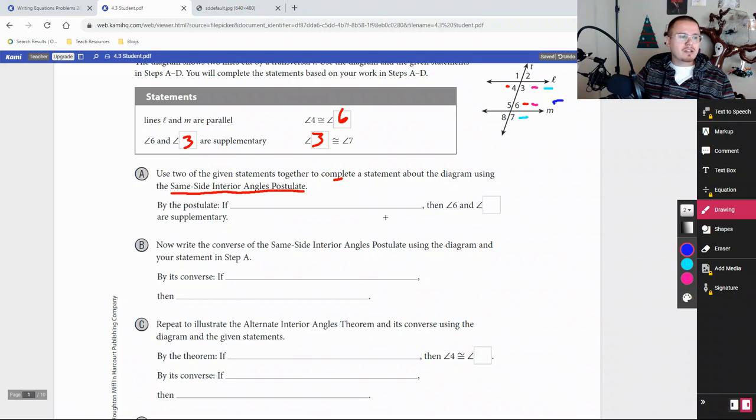So by the postulate, if lines L and M are parallel, then angle 6 and angle 3 are supplementary. Right? What does supplementary mean again? Exactly. They add up to 180 degrees.